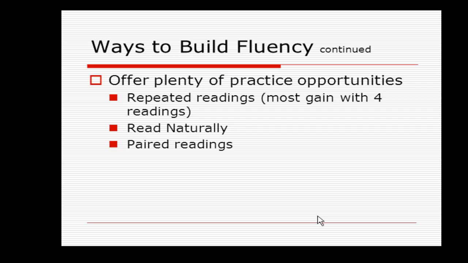One is repeated reading of a text that's at the student's instructional level, and it's really important that they're reading at their instructional level. This is a level that they can read at 90% accuracy, and research has shown that the most gains are made with 4 readings of the same text. This is new research and it's really compelling. I think often we would have students read once or twice, but if you take the additional time to read the same text 4 times, that's where they're going to make the most fluency gains. There are programs like Read Naturally, and we'll talk about the technique of paired reading in just a minute.